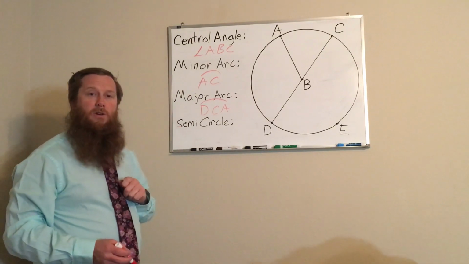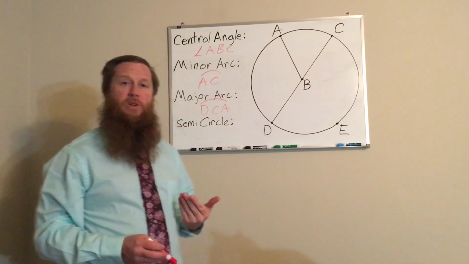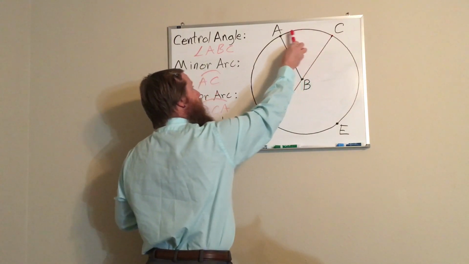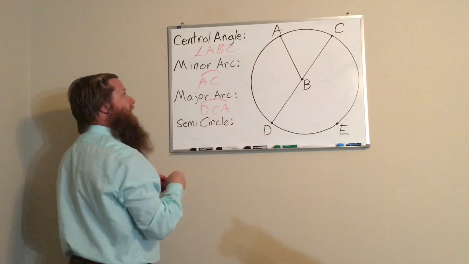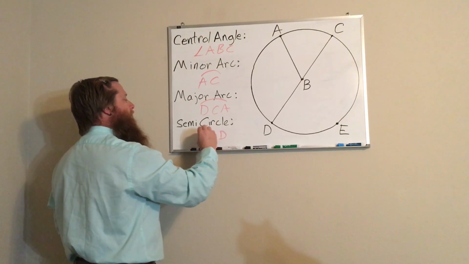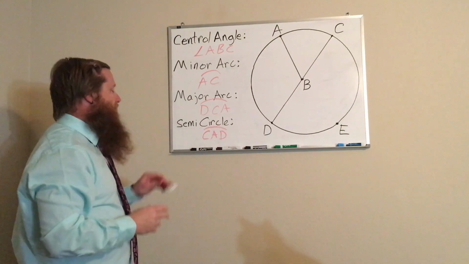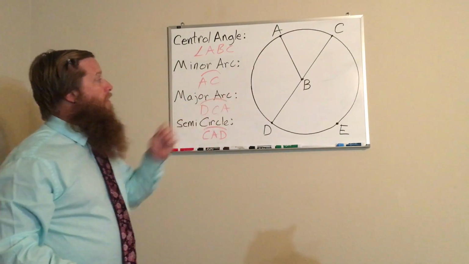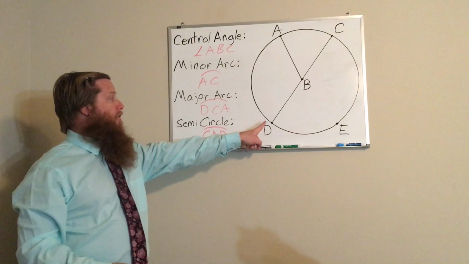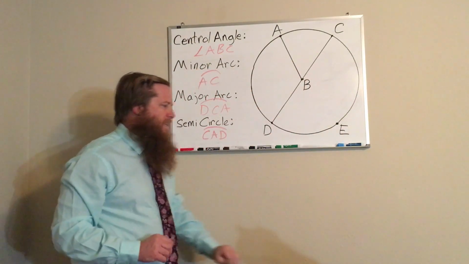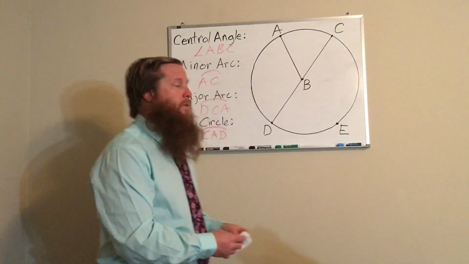Now a semicircle is exactly 180 degrees. So I can start at C, go to A, and continue to D, and I'm going to call this arc CAD because this measures a full 180 degrees. There's another semicircle in here called arc DEC, but we don't need to write that down. We're just trying to be quick today.